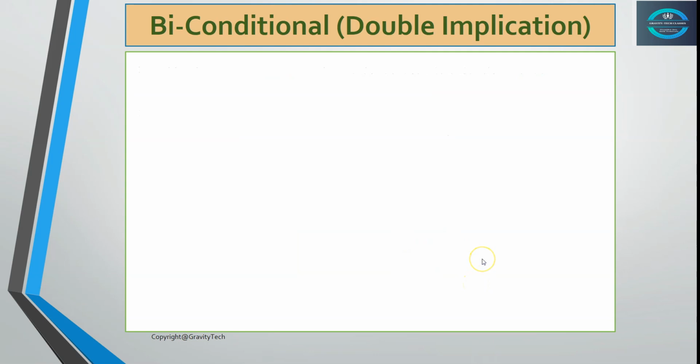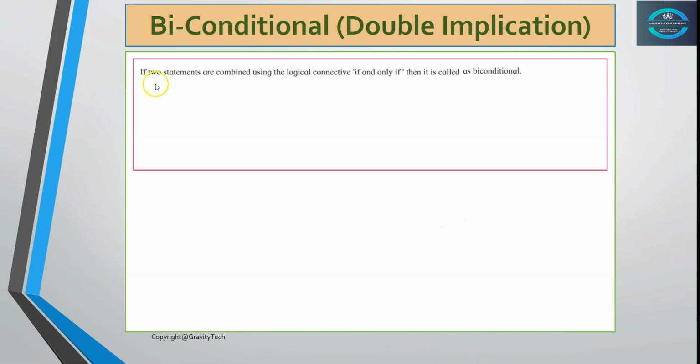Okay. Now biconditional. That is called a double implication, meaning if and only if. So if two statements are combined using the logical connective "if and only if", then it is called a biconditional, right? In other words, if P and Q are two statements, then P if and only if Q is called a biconditional. It can be split in two ways: if P then Q, and if Q then P. When both are true, that is called if and only if.